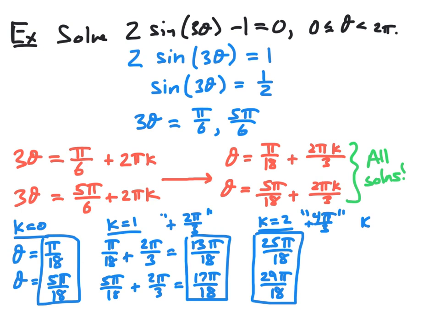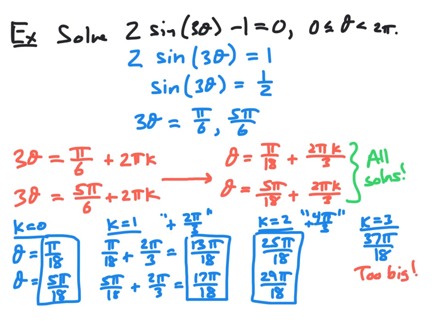Finally, we're going to check what happens when k is 3. So here we're going to end up adding 6 pi over 3, which is 2 pi, to these values. And so if we do that to our first angle, pi over 18, and we add 2 pi to that, then notice that we end up getting 37 pi over 18.